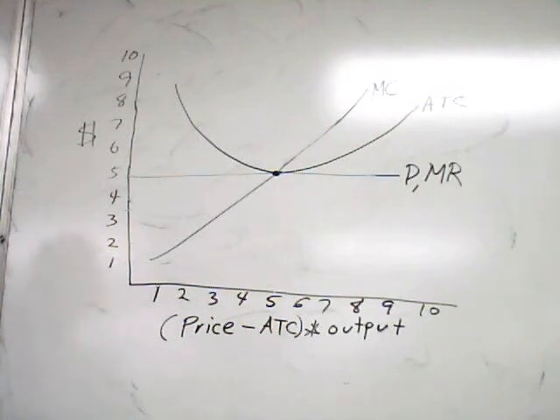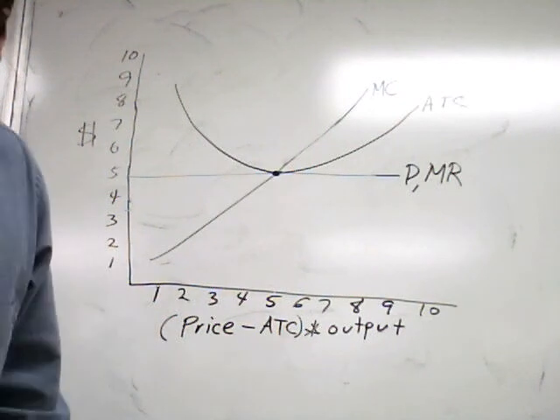They're in the long run. In the long run, the perfect competitor breaks even. And that's how you analyze the graph of a perfect competitor.